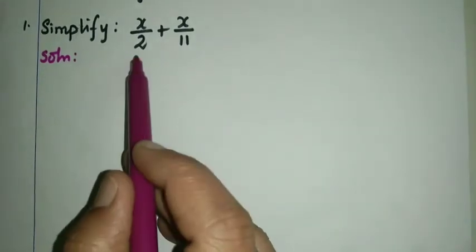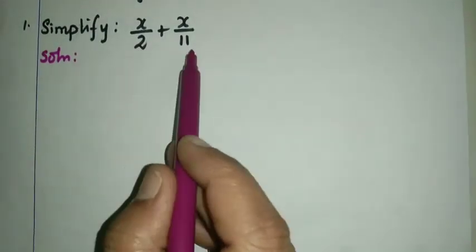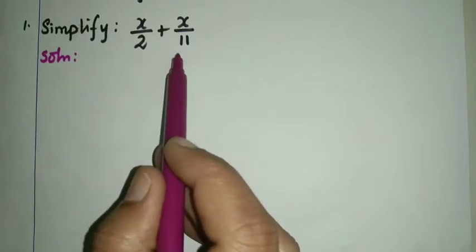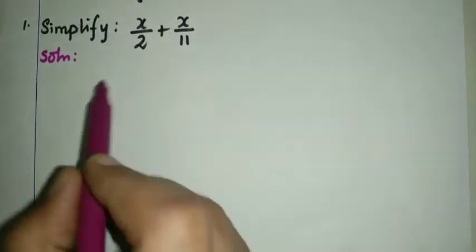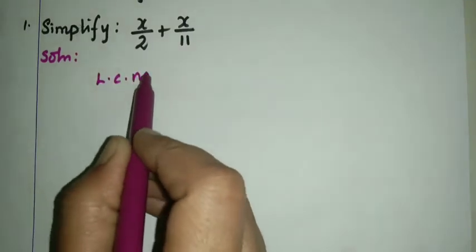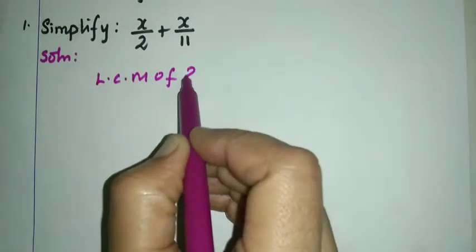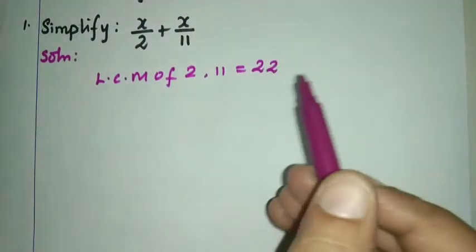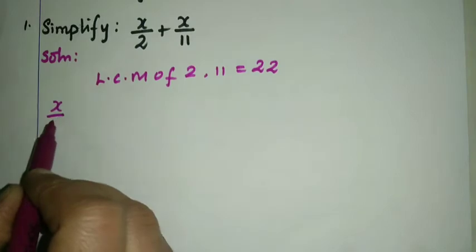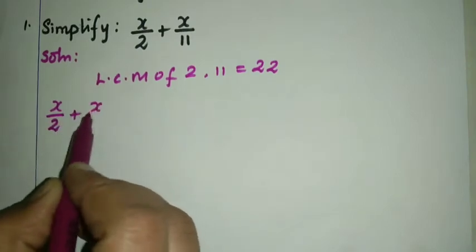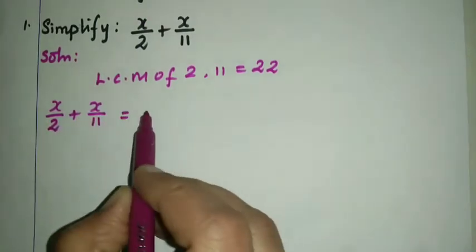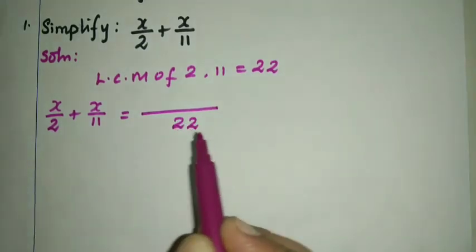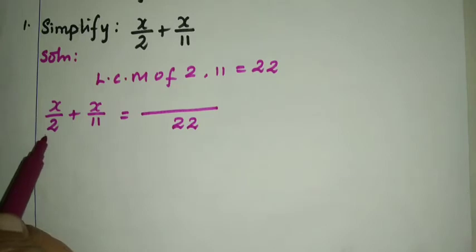Solution. Here the denominators are 2 and 11. The denominators are not equal, that means they are unlike fractions, so you have to take the LCM. The LCM of 2 and 11 is 22. Next, I will write the question x by 2 plus x by 11, which is equal to, the common denominator, the LCM, is 22.